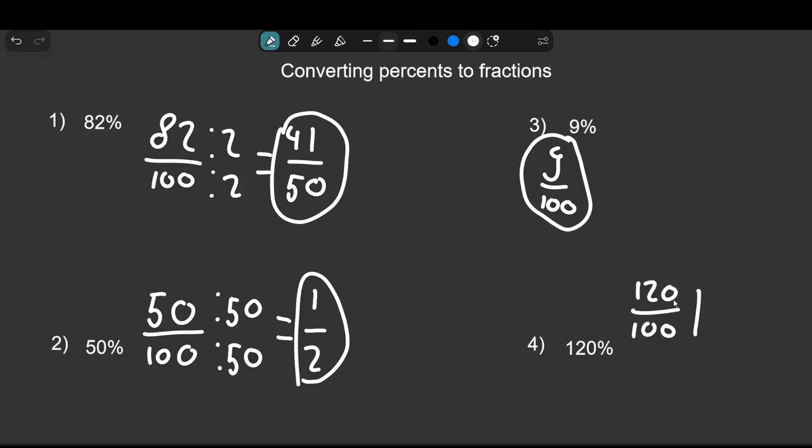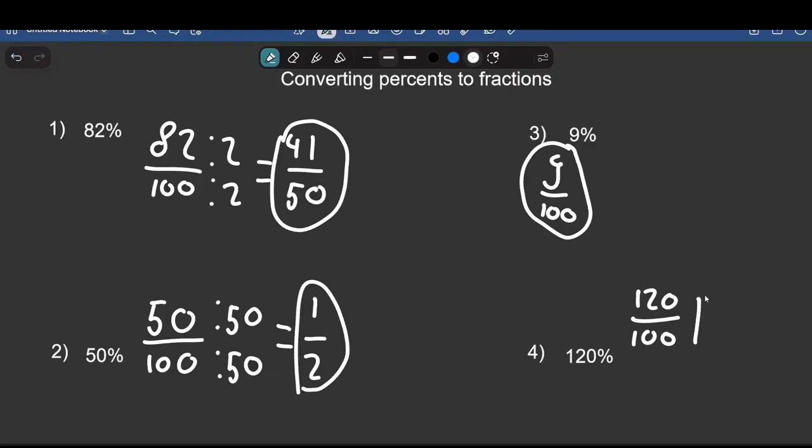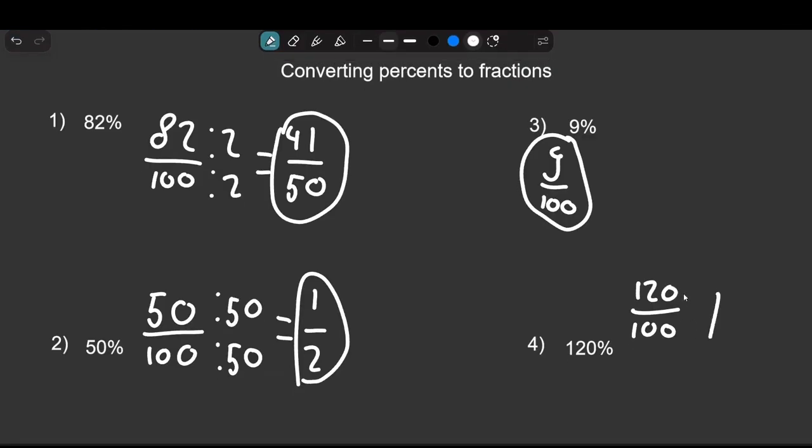The biggest common factor of this is 20. Because 20 is the biggest common factor, we can just divide them both by 20 like this, and you can strike this away. 20 divided by 20 equals 1, and 100 divided by 20 equals 5. So you're left with 1/5, like this. This was the video of how to convert percents to fractions.